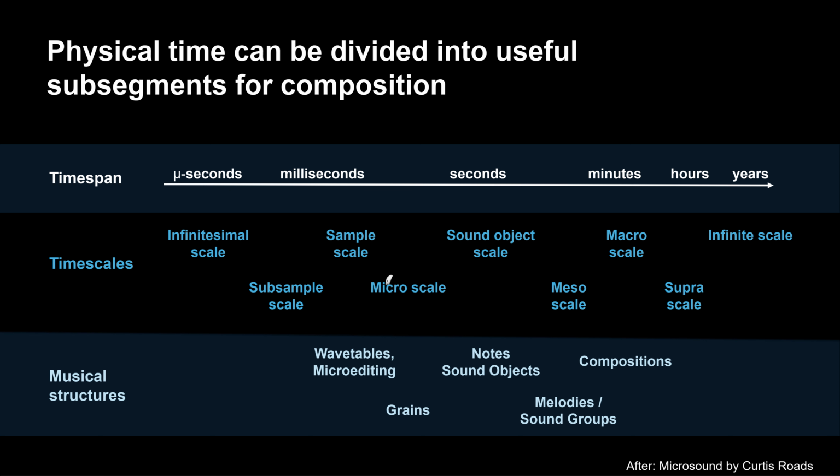The micro time scale is the time scale for sound particles that take up a note or maybe a few milliseconds to finish. The sample time scale is the time it takes for one sample to pass. The subsample time scale are sounds that are too fast to be recorded, and the infinitesimal time scale are infinitely short aspects of time. So how can this division be useful for us composers?